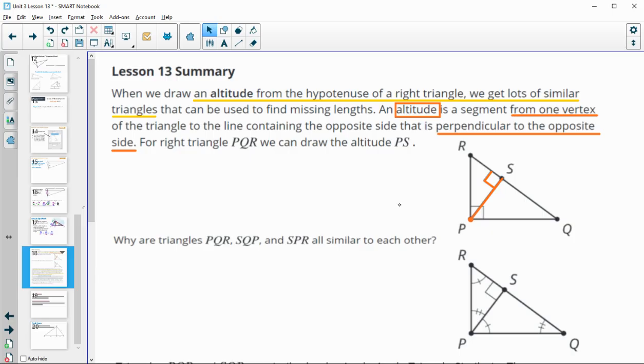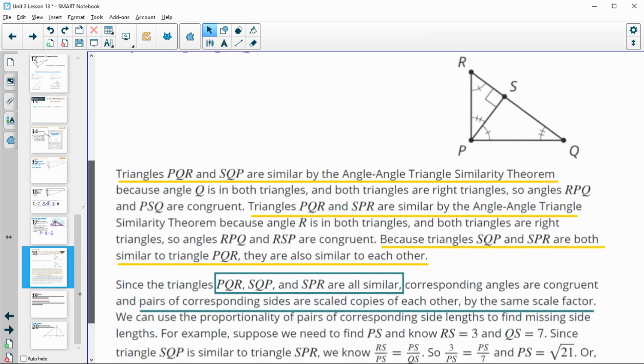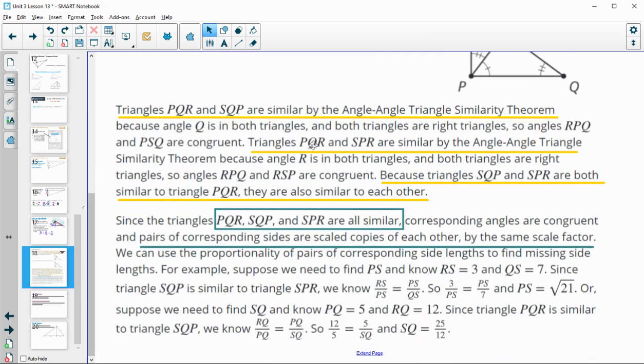So when we have a right triangle with an altitude drawn, we end up with three similar triangles, and that opens up a whole lot of possibilities for figuring out using Pythagorean theorem, using some different proportions, scale factor, all sorts of things. And so if you just want to highlight some of this stuff, this is the stuff I think is important in the lesson summary. Get that highlighted.